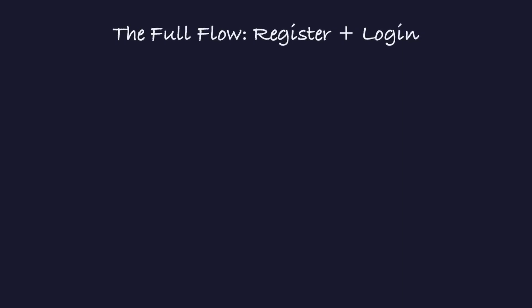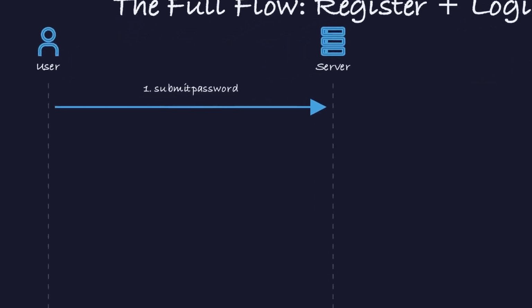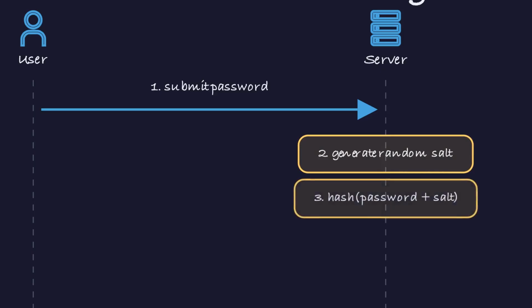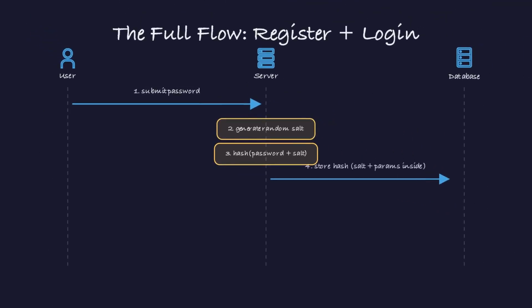Let's put the whole thing together, the complete registration and login flow. Registration: the user submits a password. The server generates a random salt, then hashes password plus salt with Argon2id. The hash, with the salt and parameters embedded right in it, gets stored. The plaintext password is discarded from memory immediately.